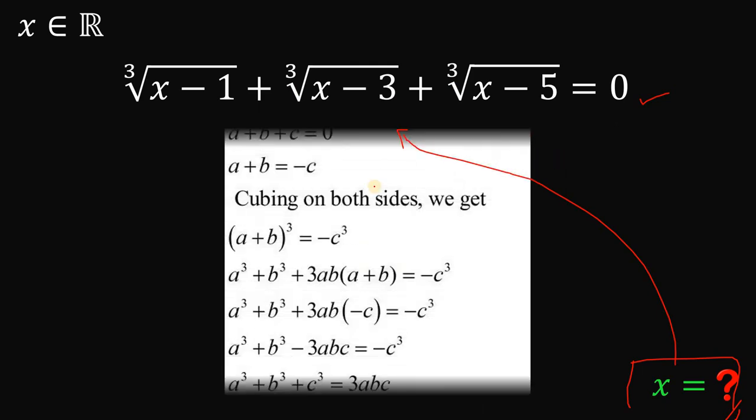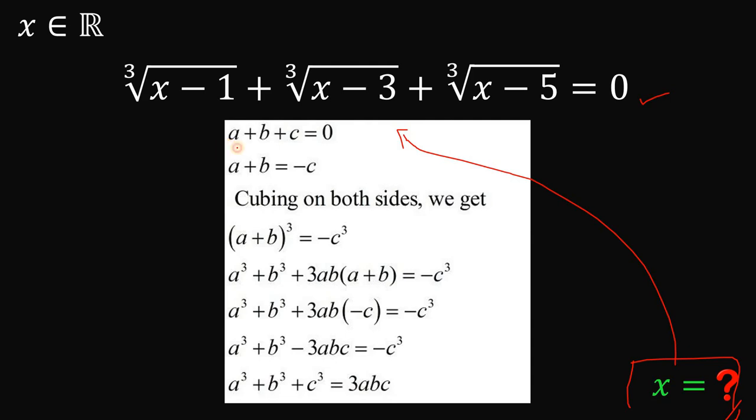Now it reminds me of this identity. If we have given that a plus b plus c equals 0, so we can do these steps. But the most important thing here is we know, given that a plus b plus c equals 0, then we have a cube plus b cube plus c cube equals 3 times a times b times c. Now this is very important.